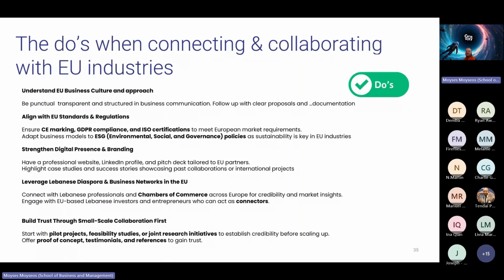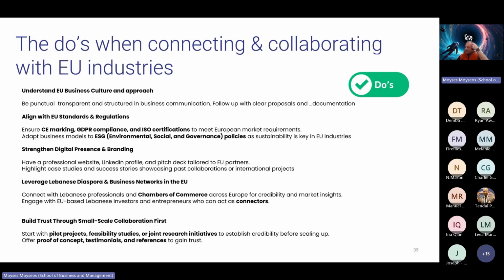Finally, closing, I have tried to summarize the dos and don'ts when connecting with the EU market. These have come out of 10 years of experience interacting with the EU market and after multiple failed or successful attempts to join the EU market with our startups. So it's very important, first of all, to understand the EU business culture approach. There is always a cultural thing, even within Europe. So it's different here from Cyprus, from Germany, from France, from Italy, from Greece, from Portugal.